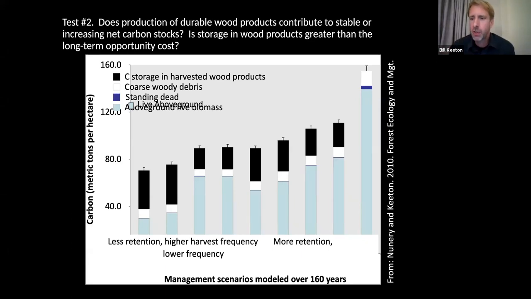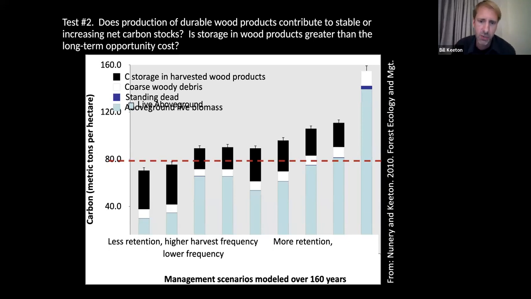Test number two, I think we all understand this now, that no matter what we do, we maximize the certainty of climate benefits if we either stabilize the amount of carbon that's stored on the landscape or increase it over time. So in other words, take carbon out of the atmosphere, sequester it, and then store it within the biosphere in forests and then also in the wood product stream. So if we intensify forest management to produce durable wood products, and unwittingly that results in a net loss of carbon stored in the system, that would represent a flux of carbon to the atmosphere as a greenhouse gas, and we want to avoid that. So no matter what we do, we have to contribute to stable or net increasing carbon stocks.